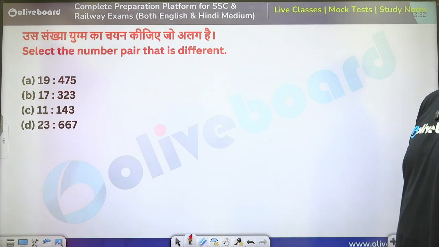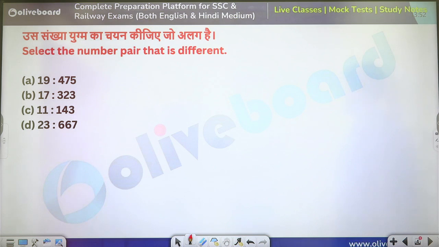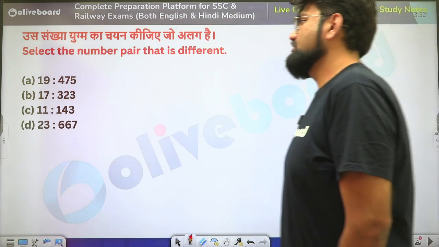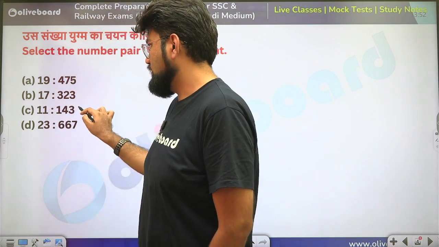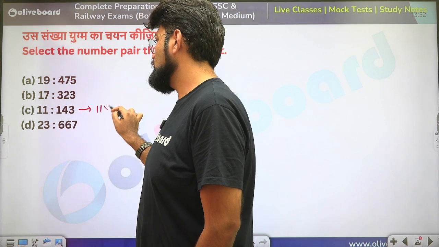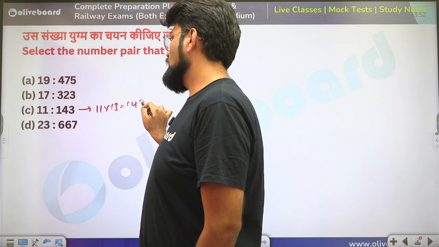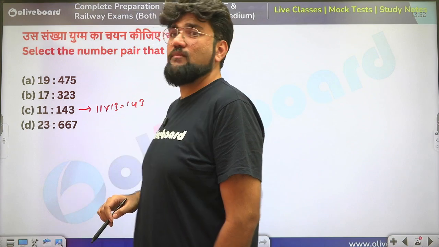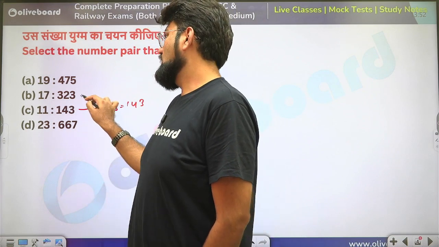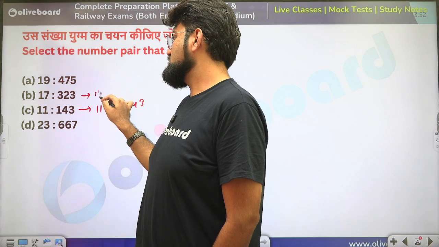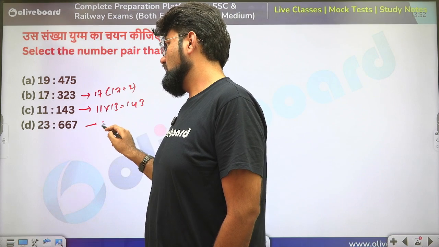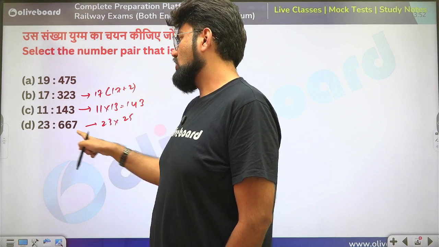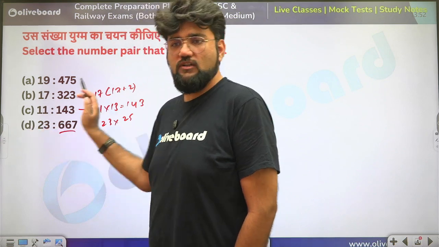Next. Number classification based question. Now, the approach here is that if you observe it carefully, this will give you a very big hint. 11 into 13 is 143. So one thing is for sure, the second number is a multiple of the first number. And if you check how, a lot of people will feel that probably this is 17 into 17 plus 2. That's what is happening here. So they will try it here, 23 into 25, but they will not get 667. So they will choose option D quickly.